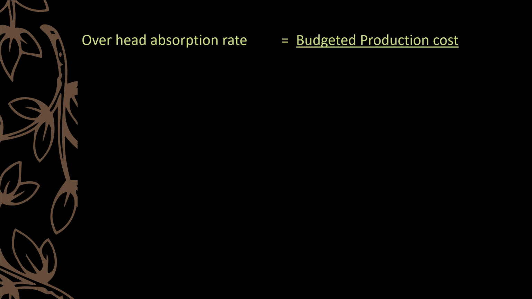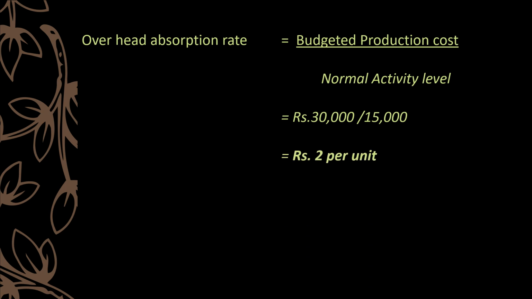Now, we have to calculate the overhead absorption rate. Overhead absorption rate is the budgeted production cost divided by the normal activity level. So sometimes in a question we may get the budgeted activity level. At the same time they may mention the normal capacity or the normal activity level. In that case, to calculate the overhead absorption rate, we have to use the normal activity level. So in this one, budgeted cost is 30,000 rupees and the normal activity level is 15,000. So overhead absorption rate is 2 rupees per unit.